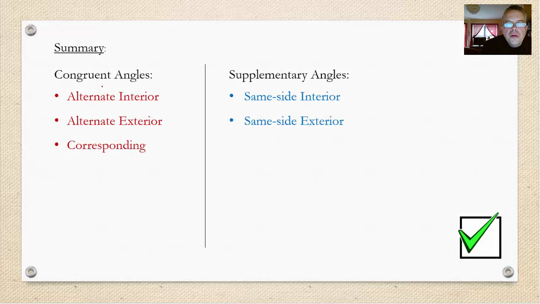Well, all the alternate angles are congruent. Alternate interior, congruent. Alternate exterior are congruent, and corresponding are congruent. Likewise, the supplementary angles are the same side ones: same side interior, same side exterior. So just remember, if they're alternate, either interior or exterior, they're congruent. Corresponding, congruent. If they're same side angles, interior or exterior, supplementary.